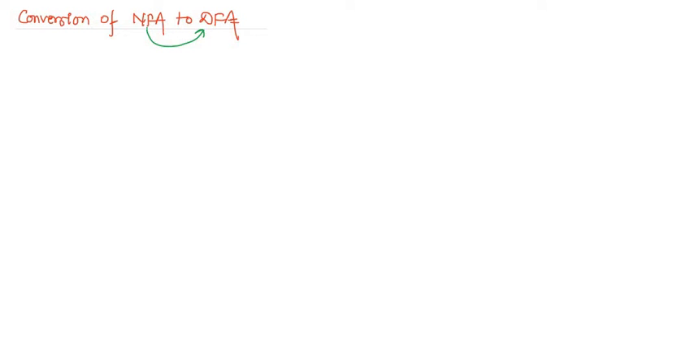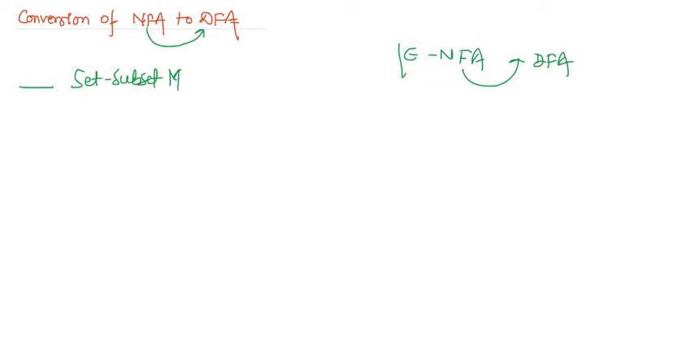Basically there are two methods for the conversion of NFA to DFA. Here I will not discuss the conversion of epsilon NFA to DFA. I will discuss it in the later part. But the one method that is used to convert is called the subset method, and otherwise you can directly convert it by practice, by observing. We will discuss both methods one by one.